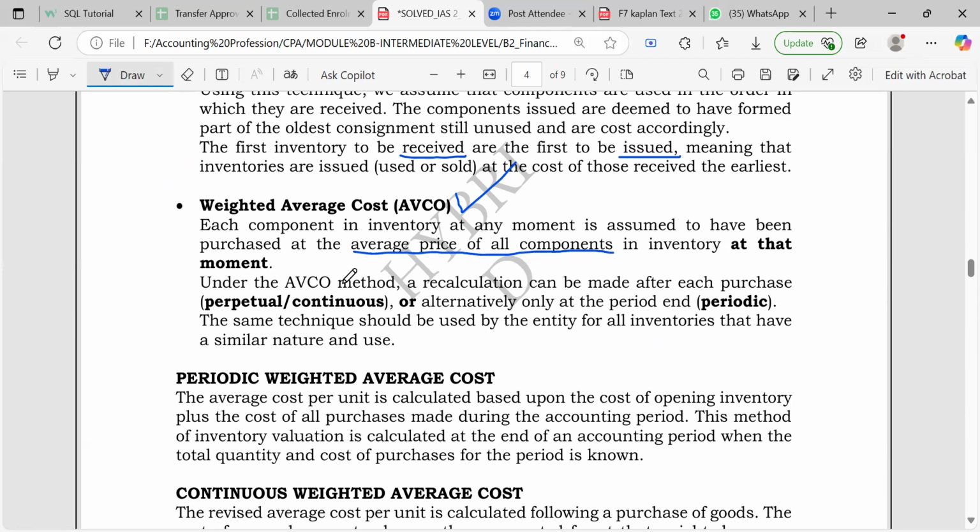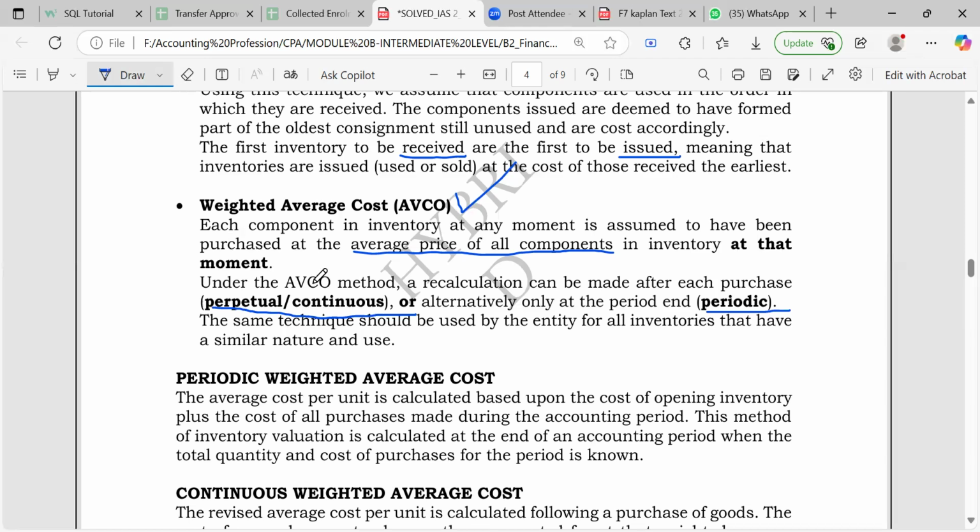Okay, then what do we do now? Under the average cost method, you can have two ways. You can have the perpetual or continuous method, or you can have the periodic method. The perpetual or continuous is like whenever you receive a new consignment of inventory, you will have to redetermine the average cost, because we'll be having the average price of the inventory. So whenever you receive a new consignment, you have to recalculate the average price of your inventory, because it could change.